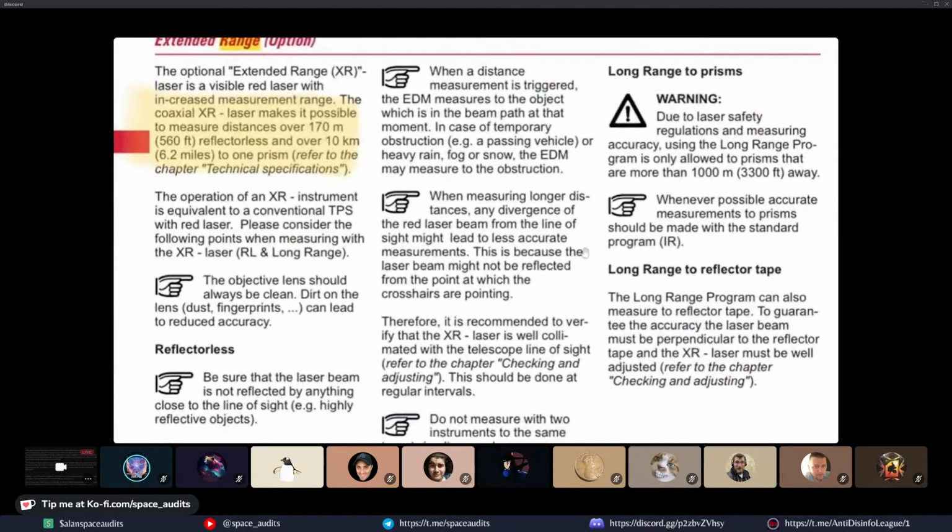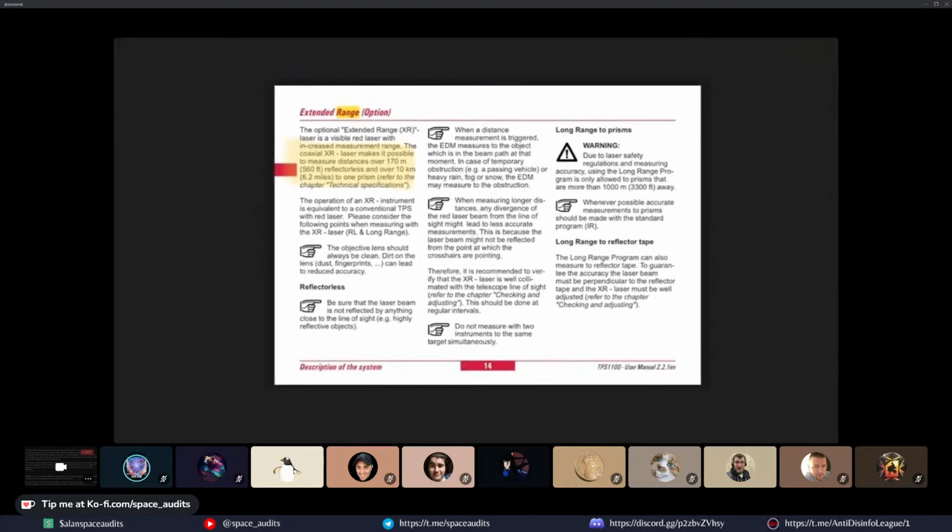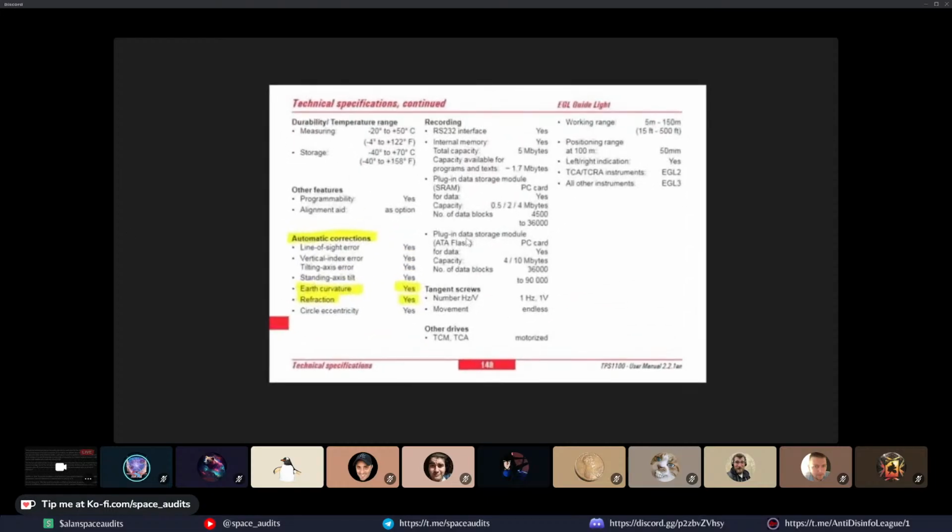Another one for the XR rangefinder portion of probably a theodolite or a total station. It says the coaxial XR laser makes it possible to measure distances over 170 meters, 560 feet, reflectorless, and over 10 kilometers, 6.2 miles, to one prism. Well, that's a much smaller distance than anyone who uses them to prove the globe model ever uses them. They're intended for much shorter distances than what they're used for. That's pretty crazy.